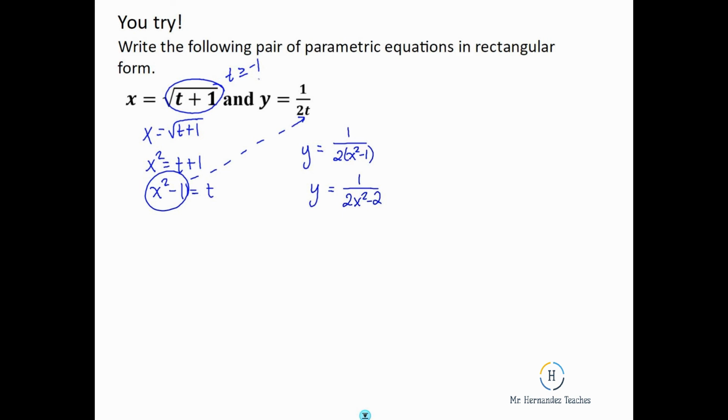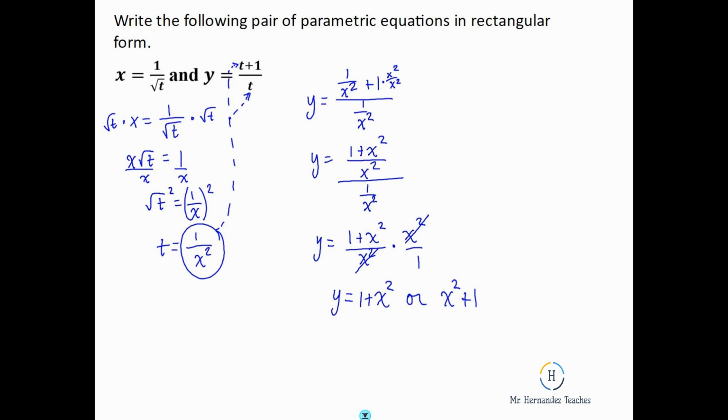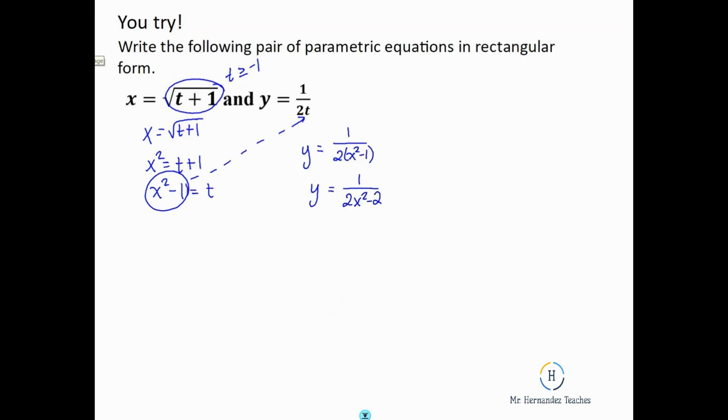So that's something that you have to take into account when you're talking about the domain, especially the same thing over here, right? All the values for t need to be greater than 0. So t needs to be greater than 0 because we can't have 0 in the denominator. We also can't have a negative number under the square root. So things that you have to consider.